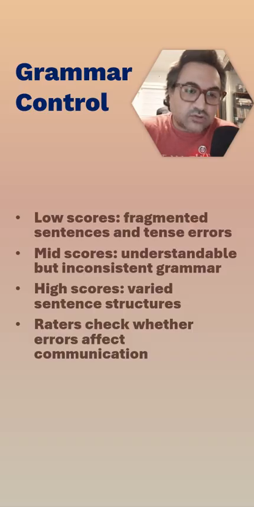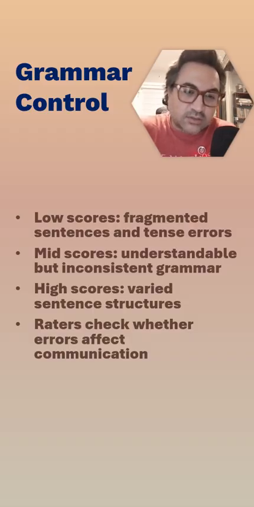Now, grammar control. Low scorers usually are fragmented in their sentences and they make errors with tenses. Usually my students who are at the level of CLB 5 or 6 make mistakes with present perfect or simple past, or they don't understand the difference between simple present and present continuous, or simple past and past continuous. So those will create issues for you.